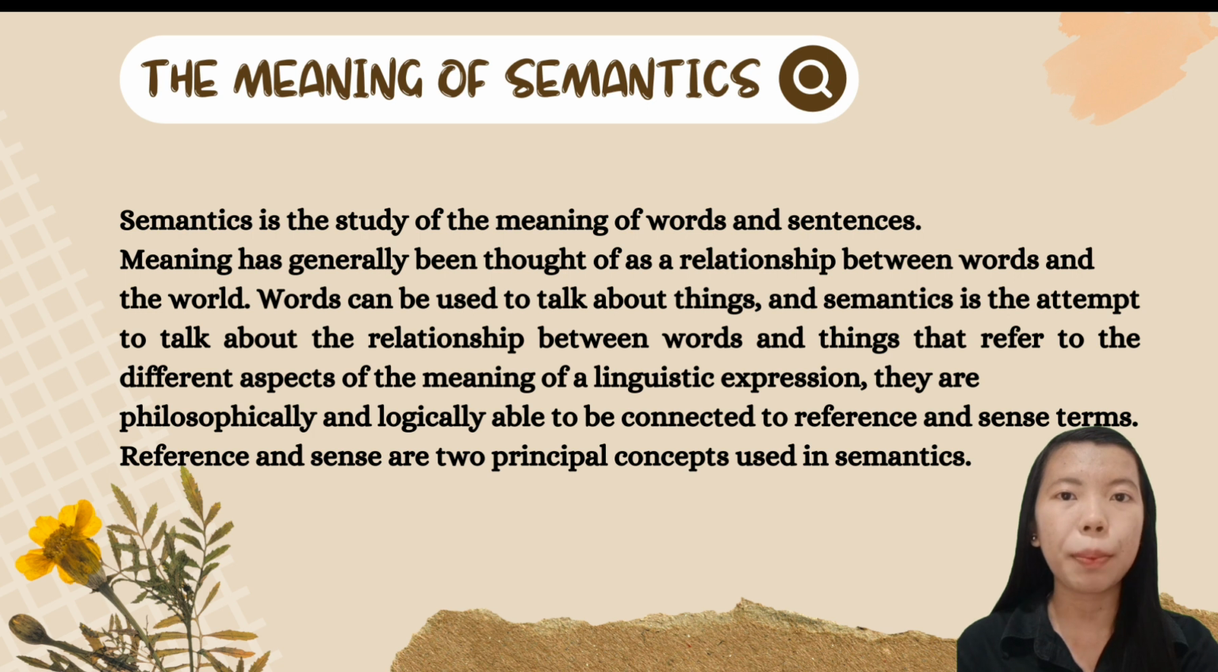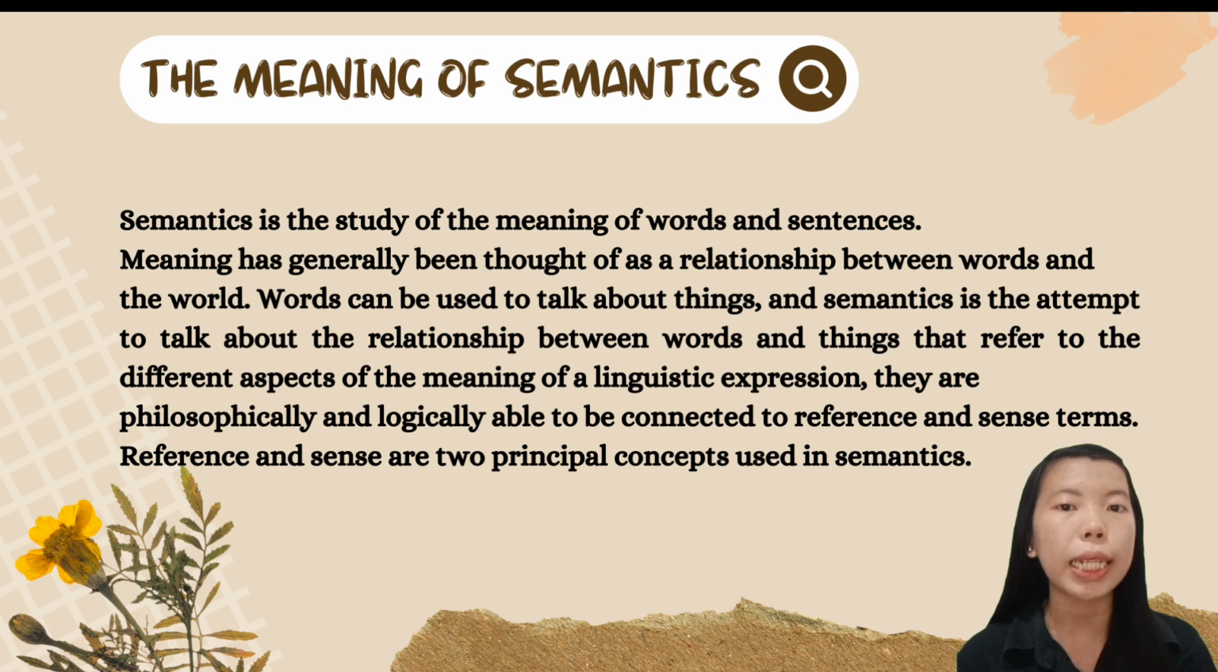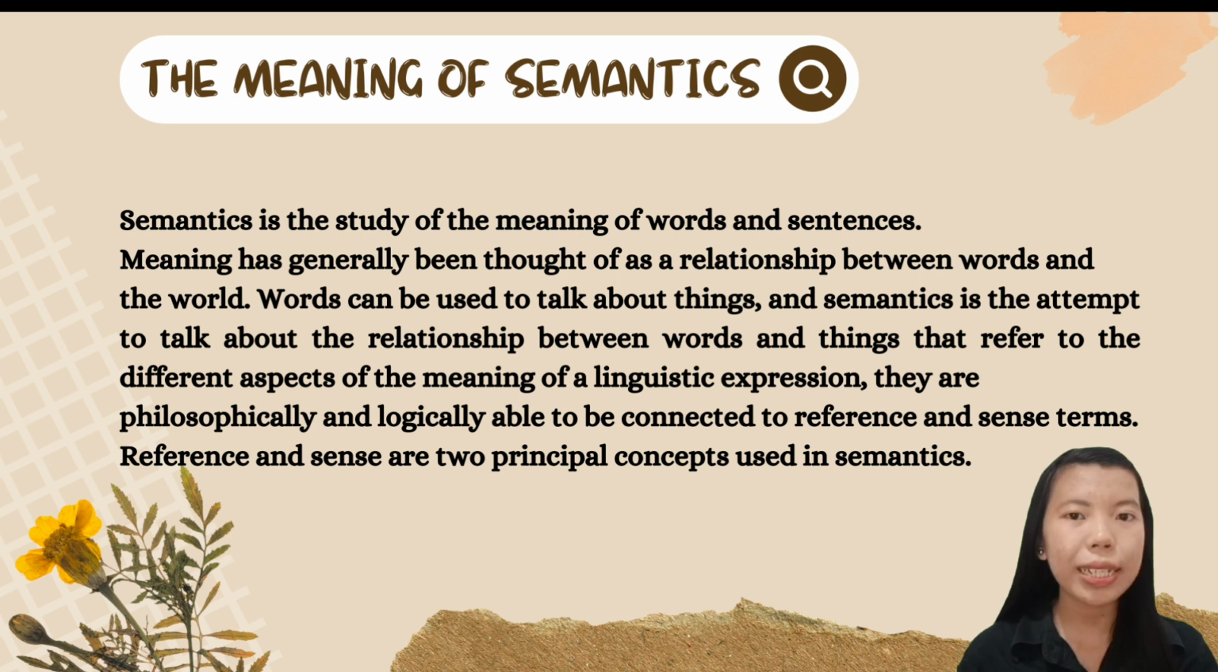The meaning of semantics. Semantics is the study of the meaning of words and sentences. Meaning has generally been thought of as a relationship between words and the world. Words can be used to talk about things, and semantics is the attempt to talk about the relationship between words and things that refer to the different aspects of the meaning of a linguistic expression. They are philosophically and logically able to be connected to reference and sense terms. Reference and sense are two principal concepts used in semantics.